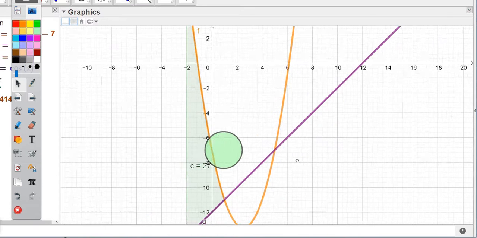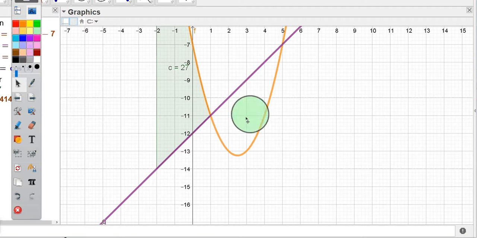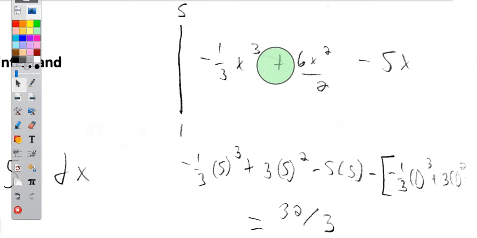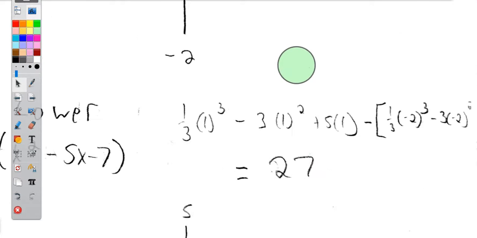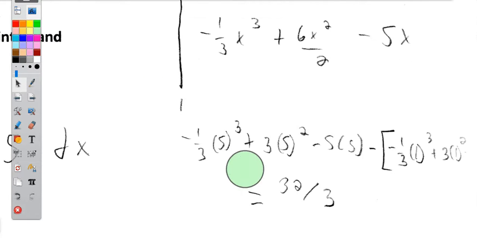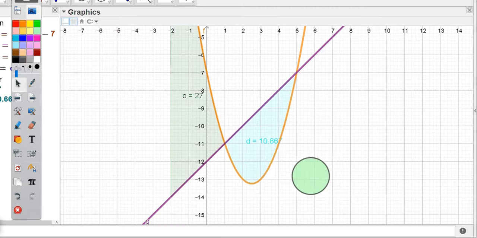All right, so now let's find this second area right here on the right by doing G minus F from 1 to 5. So here is our antiderivative, basically the same thing as before, but again, everything's going to change sign. And I'm going to plug in my upper and lower limits, making sure to put brackets and negatives where necessary. And for that second area, I get 32/3. And so here's our second area, 32/3 or 10.6 repeating.